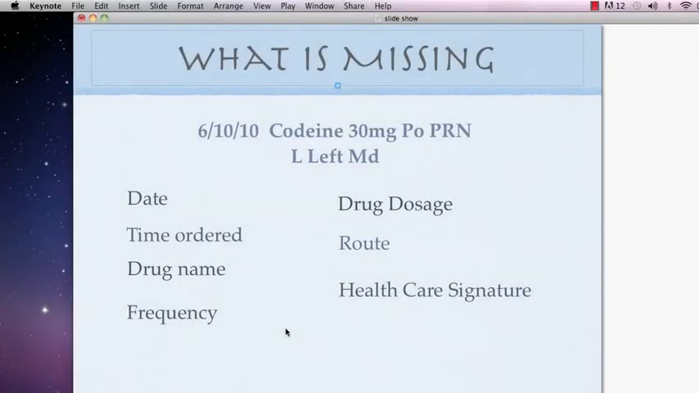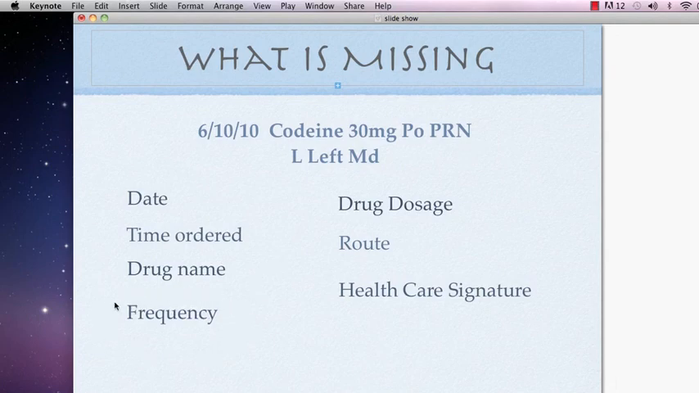So now that we've looked at what is required in a drug order, let's take a look at this and see if we can tell what's missing. So we have a date. We're missing the time that it was ordered. We have a drug name. We have a dosage, it's 30 milligrams. We have a route, it's PO. We have a PRN. PRN is give it as necessary.